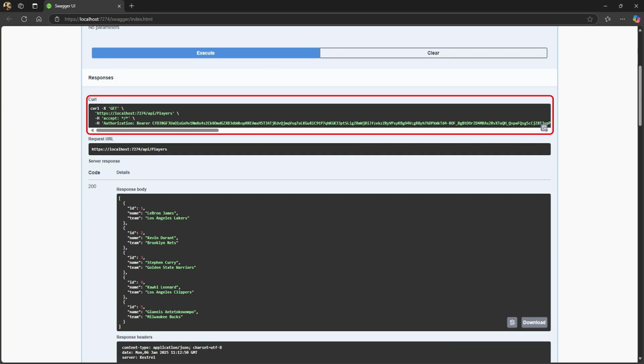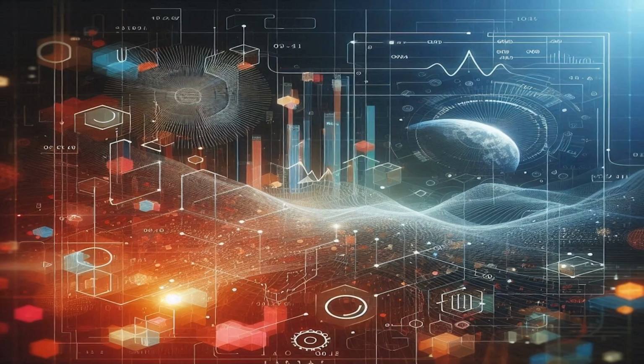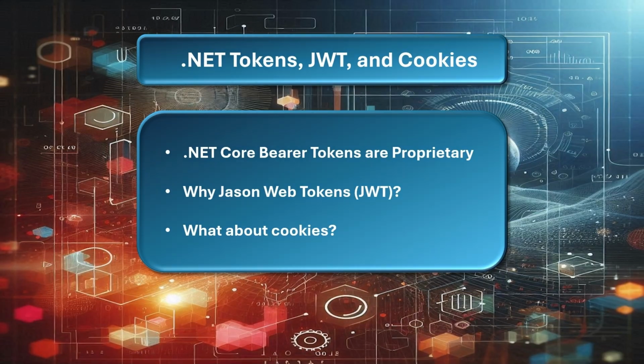Notice how the header parameter was added to our request. It's the same as the parameter we added when we used the Endpoint Explorer. It's important to note that the bearer tokens we've demonstrated here are proprietary to .NET Core. They are not standard JSON Web Tokens.